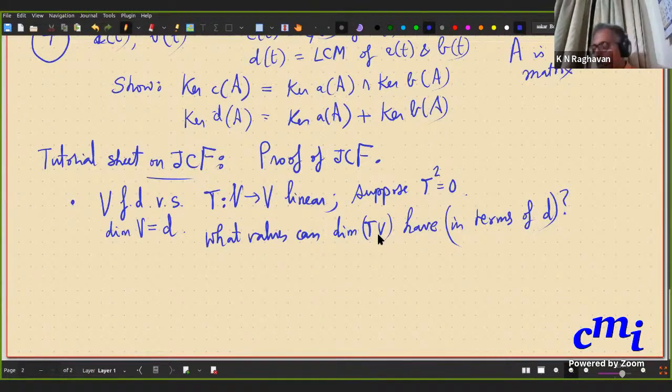Anybody wants to respond, please? I'm lost as to... maybe I'm asking too stupid a question. But this question is not stupid. Meaning, with the T squared equal to 0, it's not stupid.